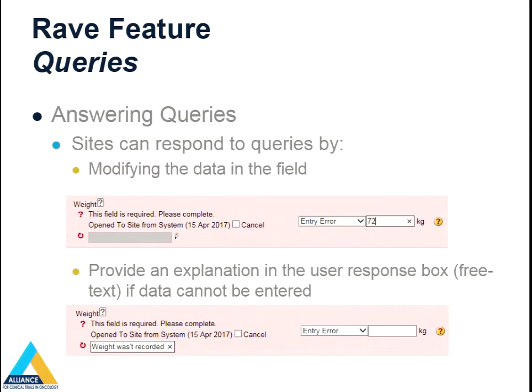This is what it looks like in RAVE. There's two ways to answer a query. A site can either update the data, which makes the query then go away, or they can add a response if the data was actually correct.